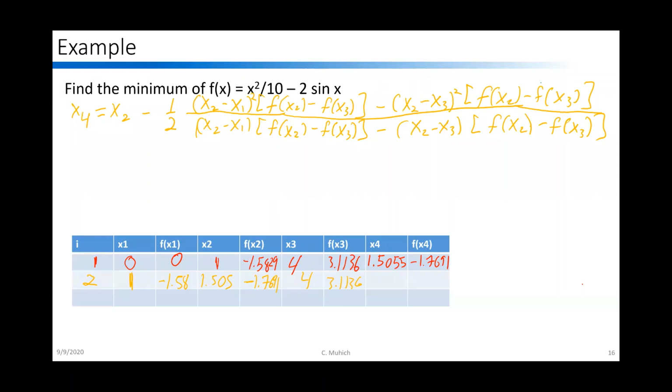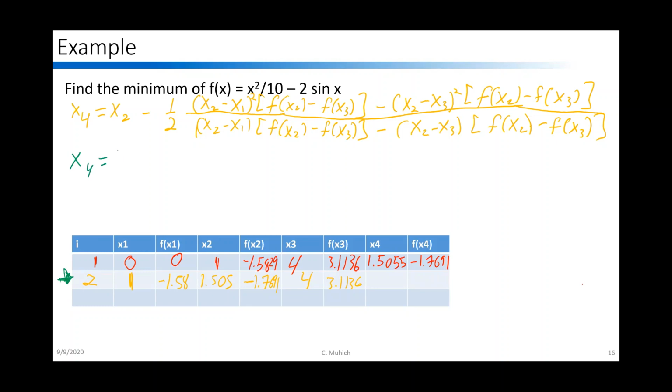So now that we have a clean slate, we're ready to start again. I've rewritten out that x4 equation in a little bit larger space so that we can follow along a little bit better. So we're now ready for my second iteration. So we're going to use this column, this row, and we're just going to now plug in all the numbers as they come along.